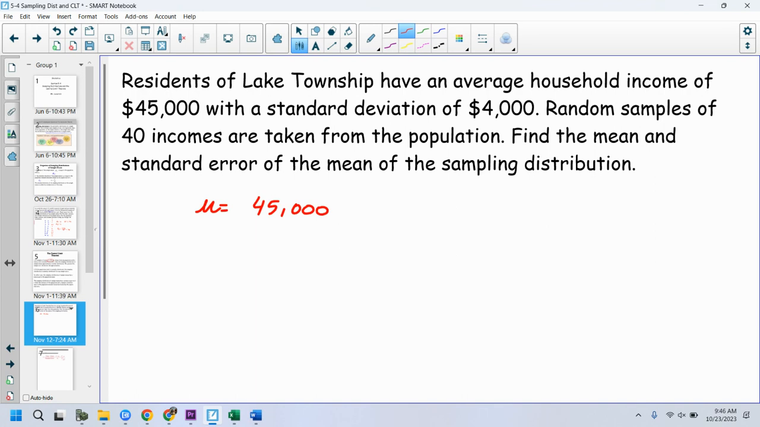Yeah, mu is 45,000 and sigma is 4,000. Random samples of 40 incomes are taken from the population. So n is equal to 40. Why is that piece of information important? Well, one, I need it in my formula. And the other, because that tells me that it's greater than or equal to 30, which allows me to use the central limit theorem. I'm not told that the original population was normally distributed, so I have to know that n is greater than or equal to 30. Find the mean and standard error of the mean of the sampling distribution. So mu x bar.